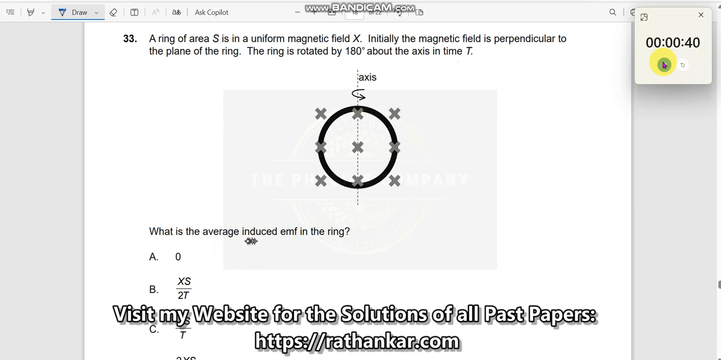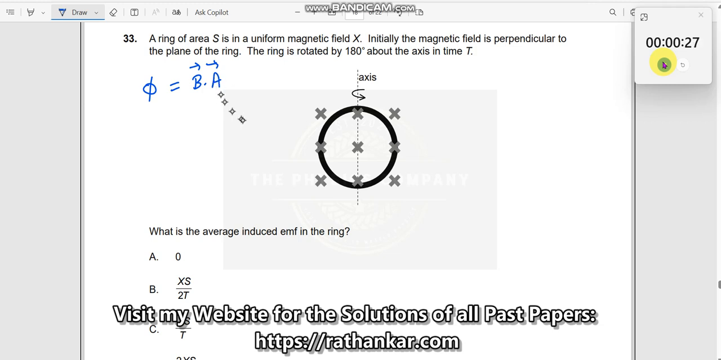So to understand average induced EMF, first we'll write down the value of phi. Phi is given by B dot A, where B is a vector and A is a vector. I hope everyone understands why A is a vector: because the vector of A is illustrated perpendicular to the plane. Initially the vector A is like this, and when you flip it by 180 degrees, this vector A also gets flipped.